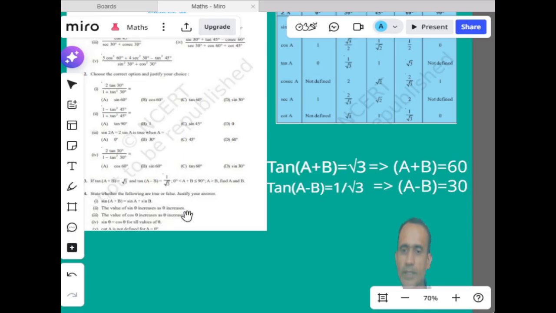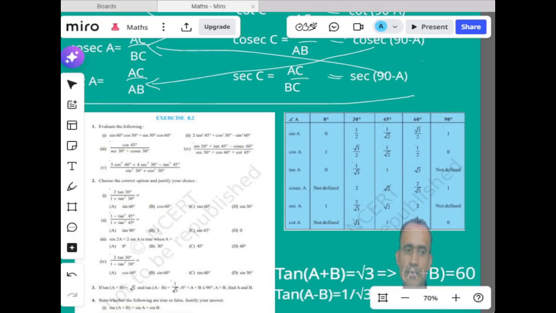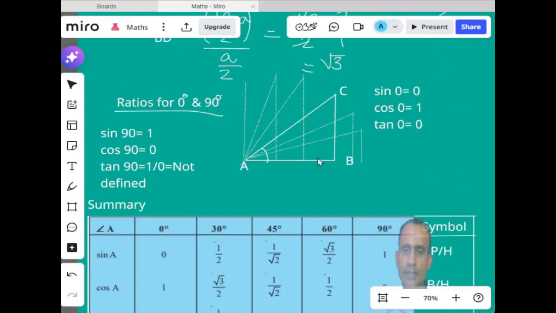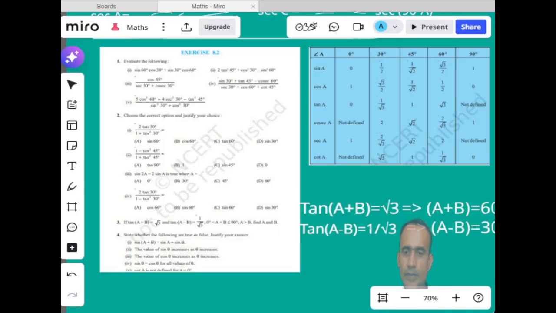The value of sin theta increases as theta increases. We see here, as the value of theta increases, the measure of the perpendicular side increases. So this is true, sin theta increases as the measurement of the angle increases. What about cos theta? The base or adjacent side decreases. Large, small, smaller, and smaller. When it approaches 90, it will be 0. So cos theta decreases. So the third one is false.